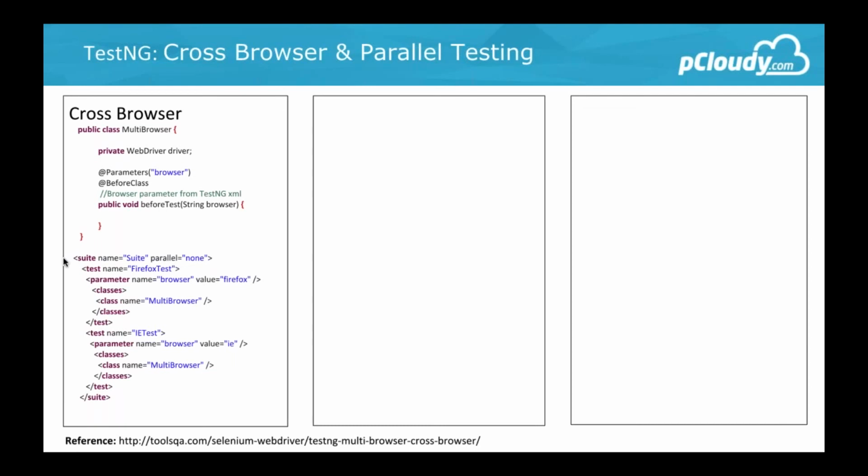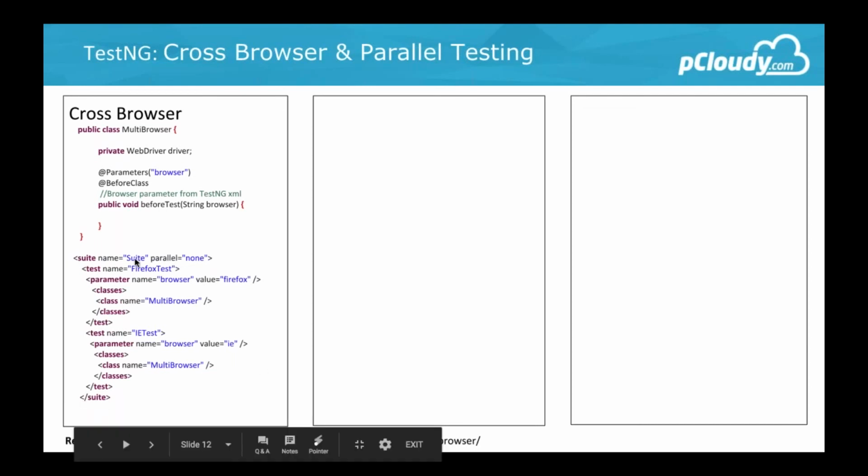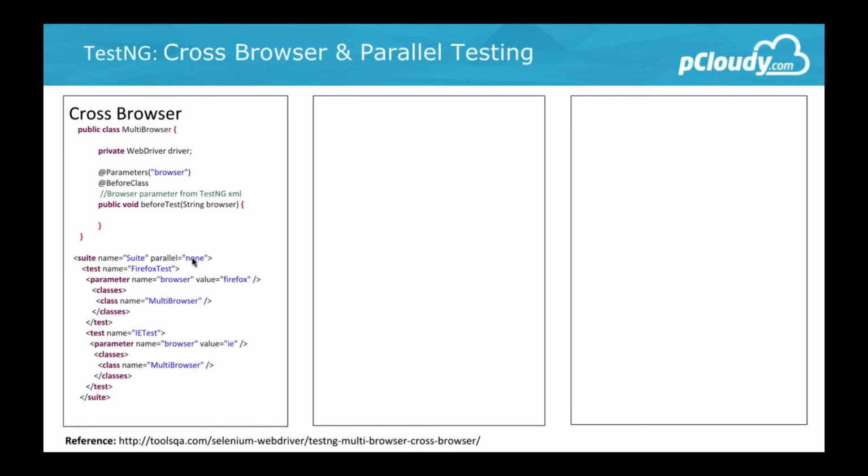Here is a sample TestNG XML. The suite name is suite. Parallel is none as of now. I'll talk about this parallel feature in a few minutes. But here are two tests I have created. One is the Firefox test, the second is the Internet Explorer test. In the Firefox test, there is a parameter whose name is browser, which is defined inside the test in the before test method annotation, whose value is Firefox. And the class name is multi-browser.